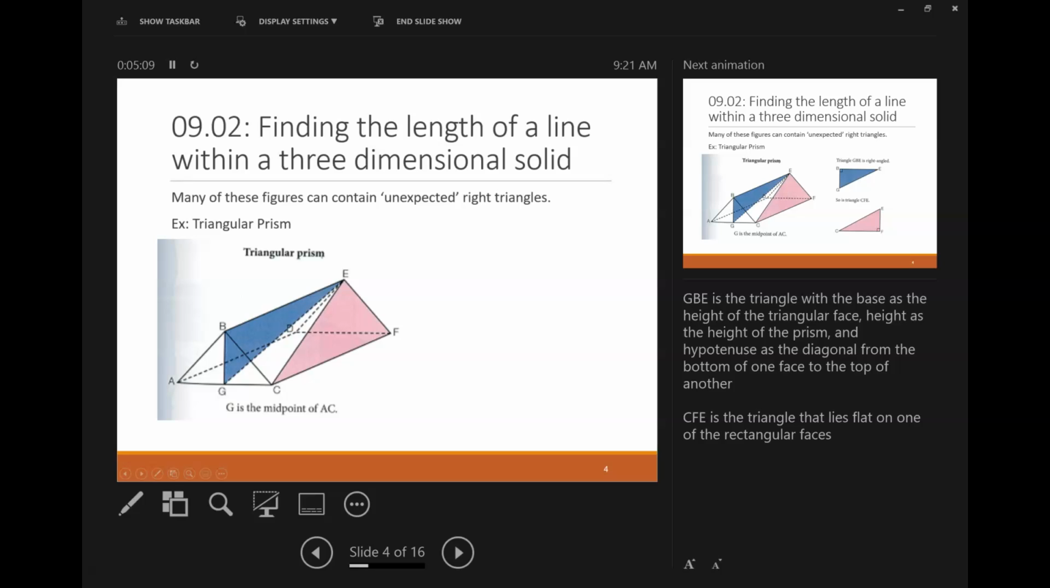So another example, again, the pink triangle is probably obvious. This is a triangular prism. Notice this isn't a pyramid because it doesn't have just one point at the top. The pink triangle is probably obvious, right? That's just half of one of these rectangular sides. The blue one's a little harder to see, but you'll see that BG is like the height of one of these triangular faces. BE is like that edge where the rectangular faces meet.